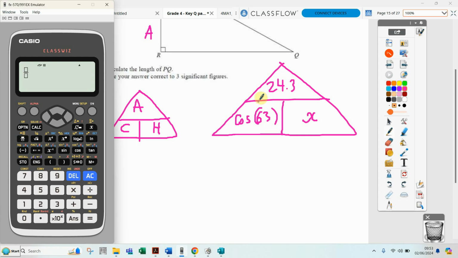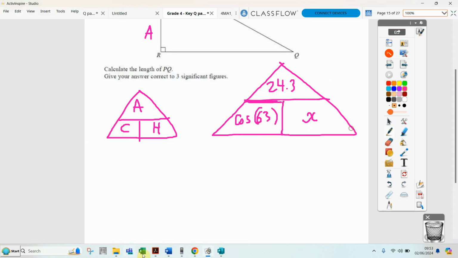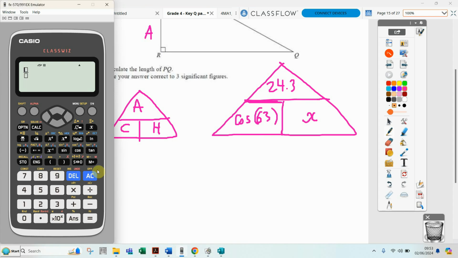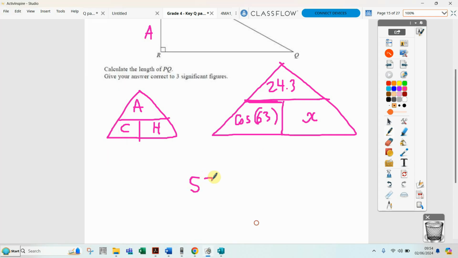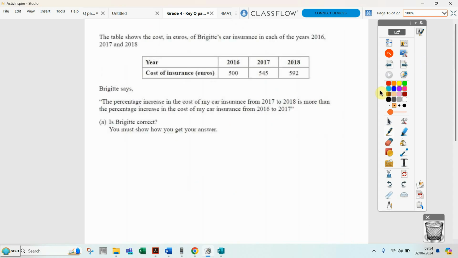There's a divide, isn't there? Because this one's on top of this one. So you must press divide or the fraction button. So 24.3 over cos 63, close brackets, and that's 53.52. Okay, just copy down the display.